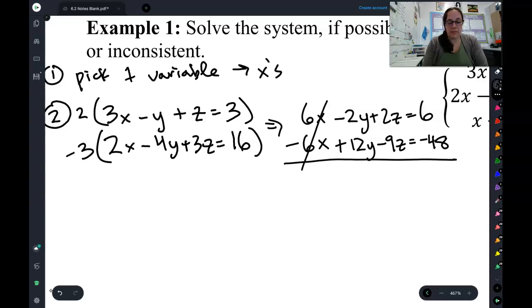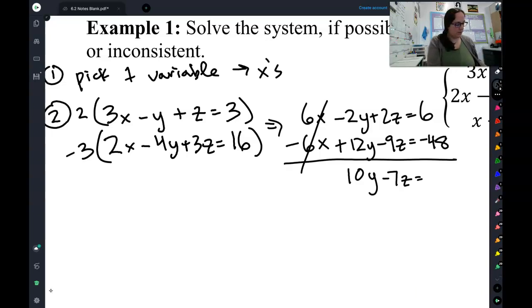Now stack them, eliminate my x's, which was the point. I picked a pair of equations and eliminated the x's from them. Negative 2y plus 12y is 10y. 2z minus 9z is negative 7z. And negative 48 plus 6 is negative 42.